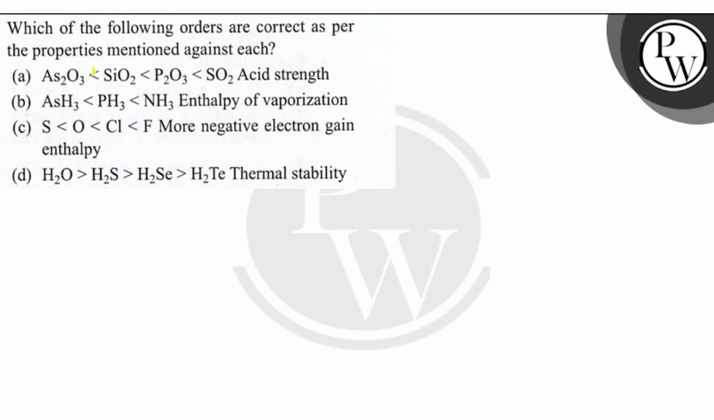The first option is As2O3 has less acidity than SiO2, then P2O3, then SO2. The second is ASH3 has less enthalpy of vaporization, the order in arsenic trihydride is AsH3, then PH3, then NH3. Third, negative electron gain enthalpy is less in sulfur than oxygen, then chlorine, and fluorine has the highest. And thermal stability: H2O is the highest, then H2S, then H2Se, then H2Te. This is the question.